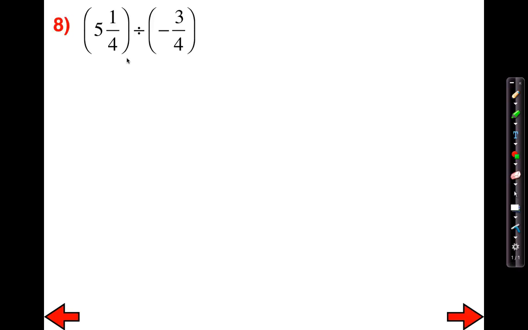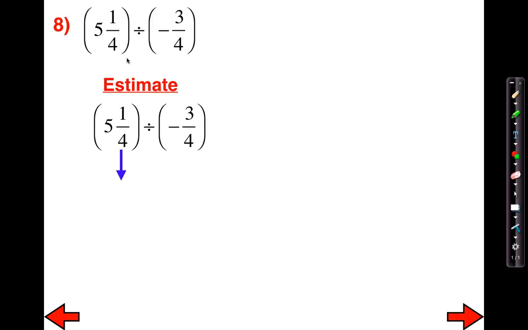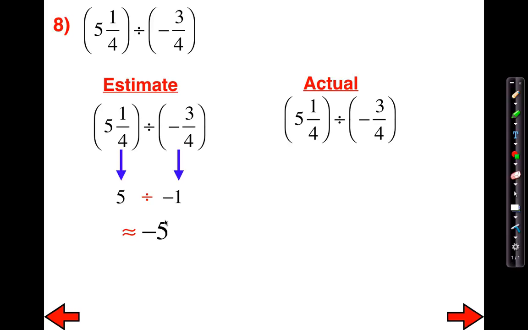Again, very first thing we want to do is get an estimate. What should our answer be around approximately? 5 1/4 is about 5, and -3/4 is about 1, and it is negative, so I went ahead and put -1. Now 5 divided by -1 is going to be approximately around -5. So let's go ahead and actually do the work. We're going to turn 5 1/4 into an improper fraction, which is 21/4 divided by your -3/4.